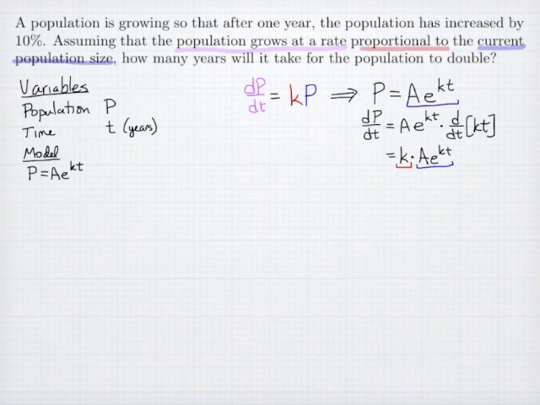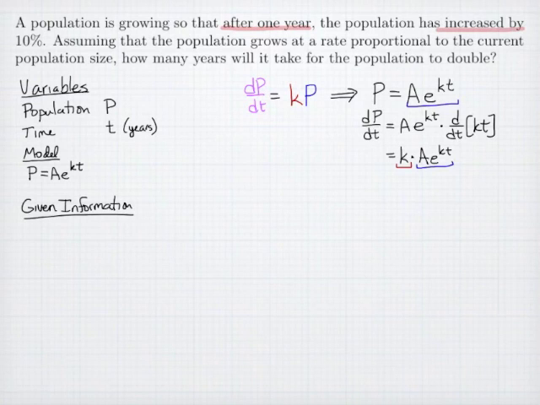Next, we need to look at what information we're given. Our given information is that after 1 year, the population has increased by 10%. So this is a comparison of two different times. What we're saying is that if I compare my population at time 1 year to the population at time 0 years, the population at time 1 is 110% of the original. So it's 1.1 times the population at time 0.